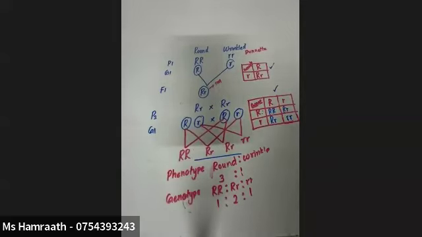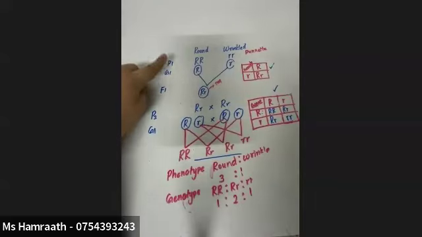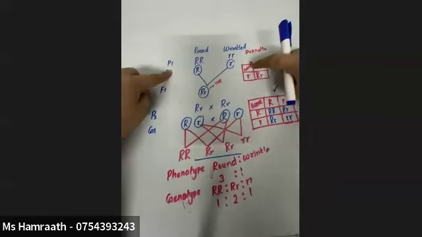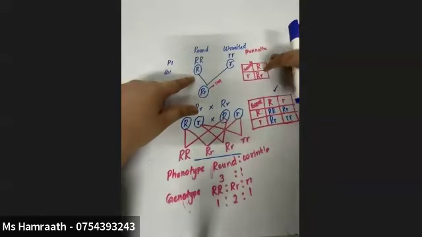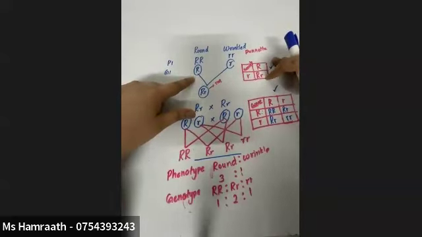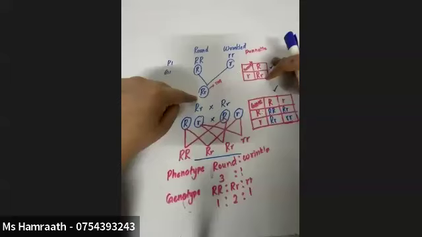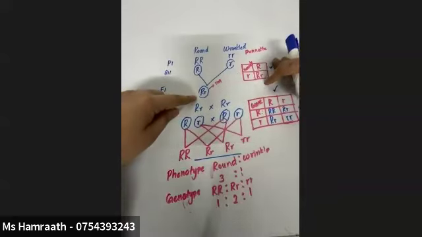Any doubts in the Punnett square? Instead of writing the parent, you are directly writing the gamete. So this corner side, you give it as a gamete. What gametes do you have? Capital R and simple R. When these two combine together, what will happen? Capital R and simple R. So that means this one you have written. That is what we call the Punnett square.